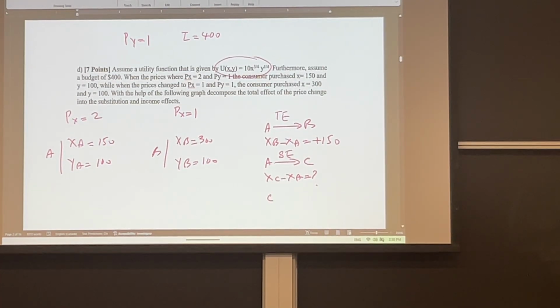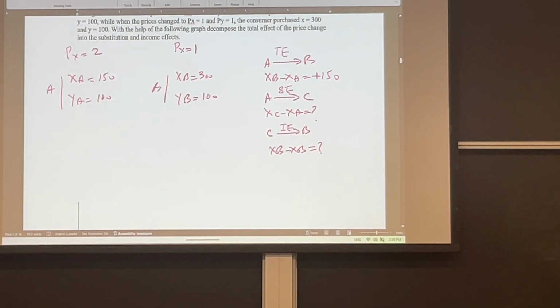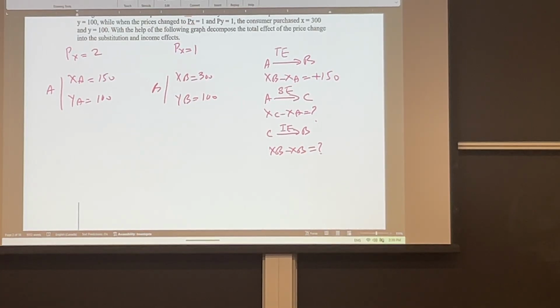And C to B then becomes the income effect. So if you find point C, we can find that as well. The only thing we have to do numerically is find point C. Because if we find point C, that gives us the substitution effect, and the total effect we already have. The income effect can be found from it. Make sense? Okay.